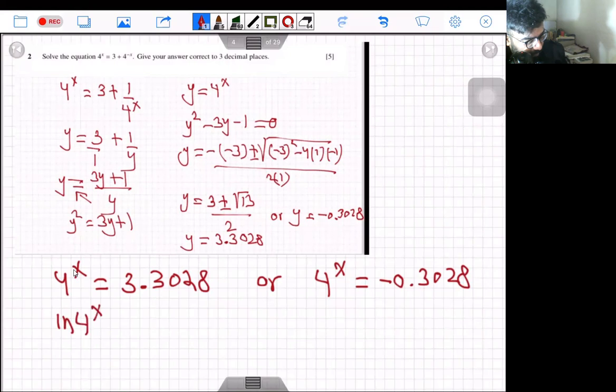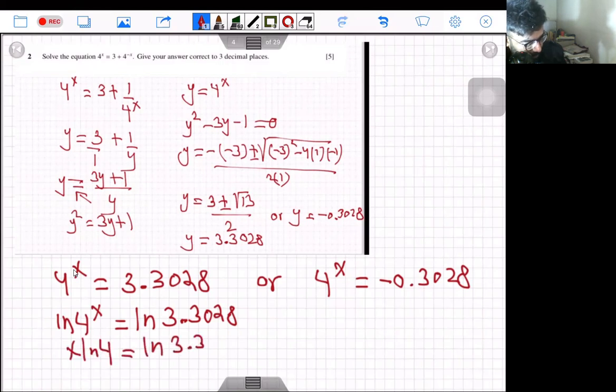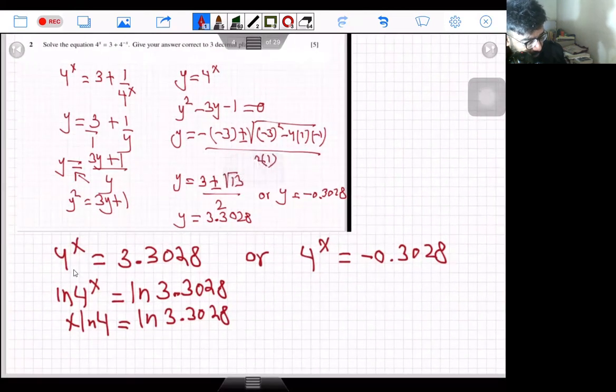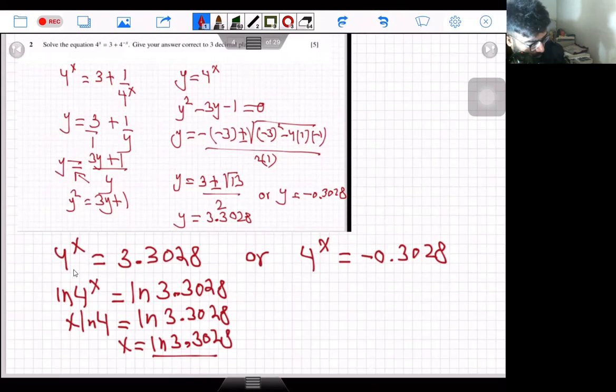So ln 4 raised to the power x is equal to ln 3.3028. So according to the power law, this x will be multiplied over here. So x ln 4 is equal to ln 3.3028, and therefore x will be equal to ln 3.3028 divided by ln 4. And you need to give your answer correct to 3 decimal places. So ln 3.3028 divided by ln 4, this is 0.862.